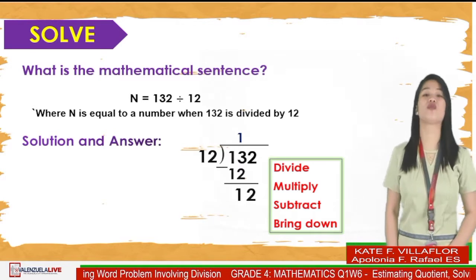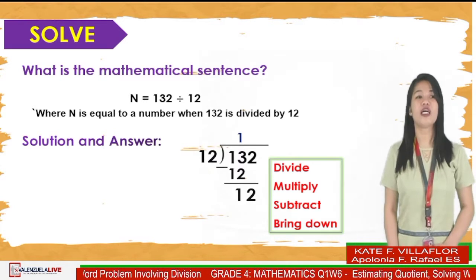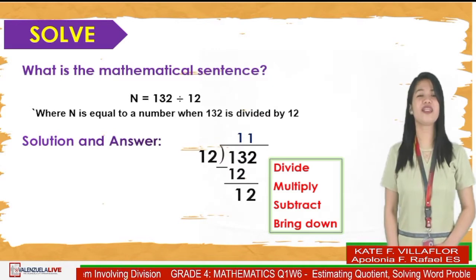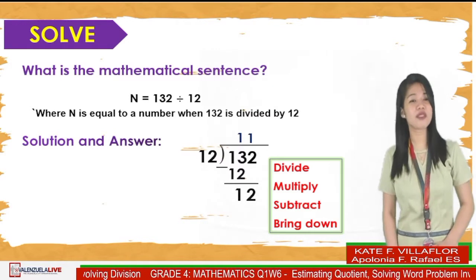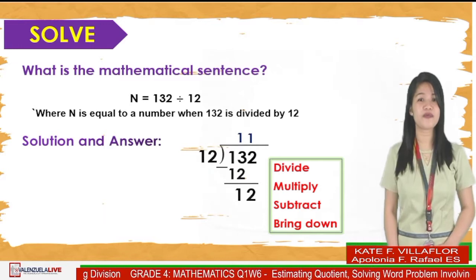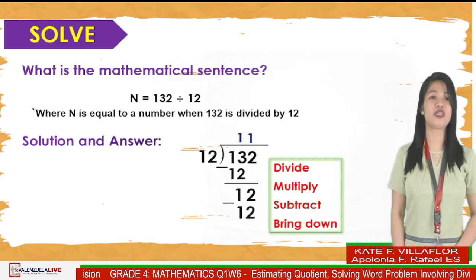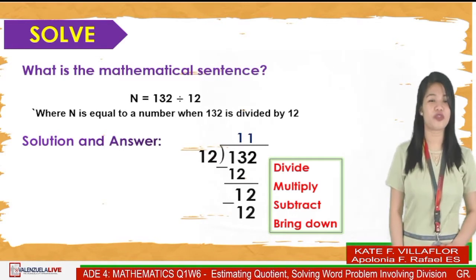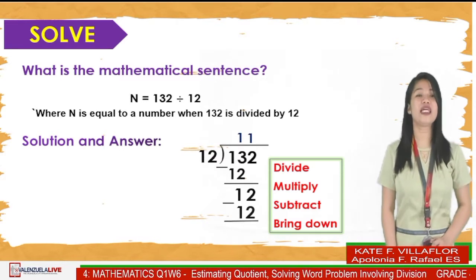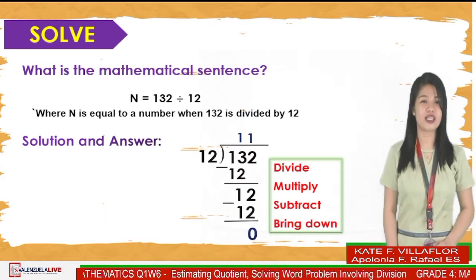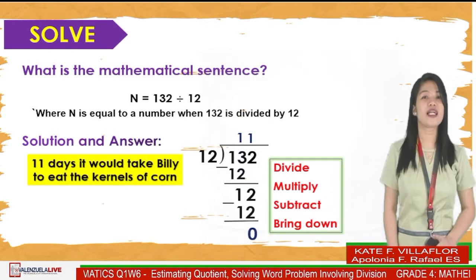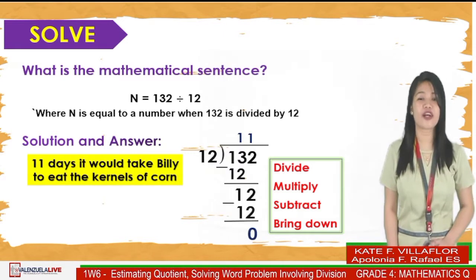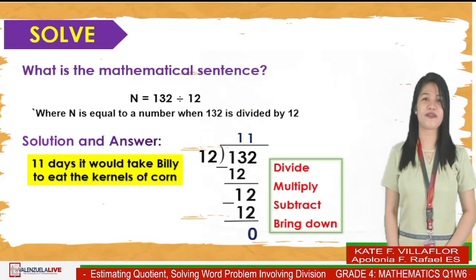The first step is we're going to divide. 12 divided by 12. The answer is 1. Very good. Then 1 times 12. What is the answer? Very good. That is 12. Then the next step, we're going to subtract 12 minus 12. The answer is 0. Therefore, 11 days it would take Billy to eat the kernels of corn.